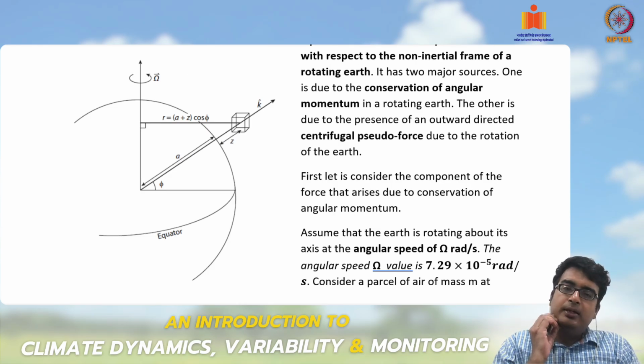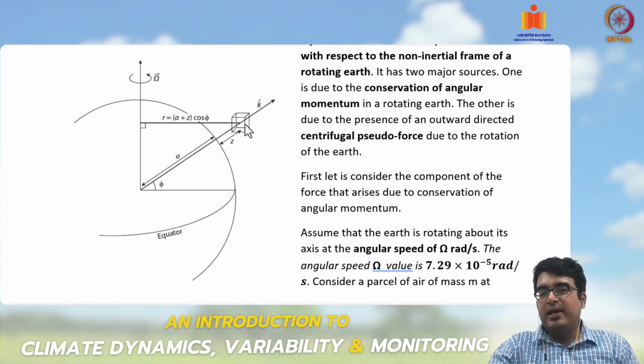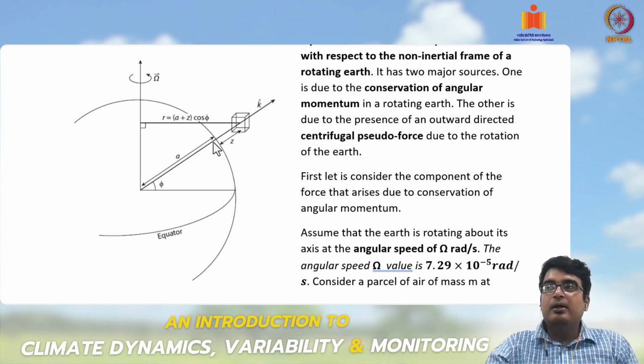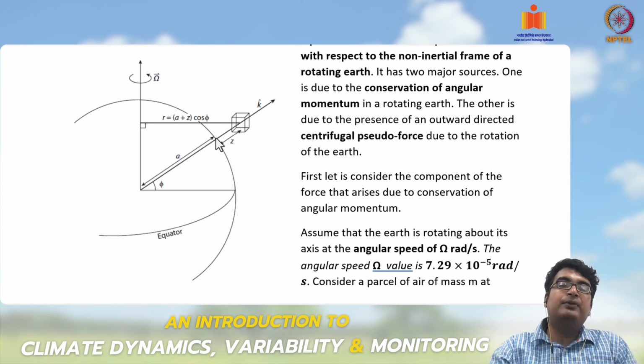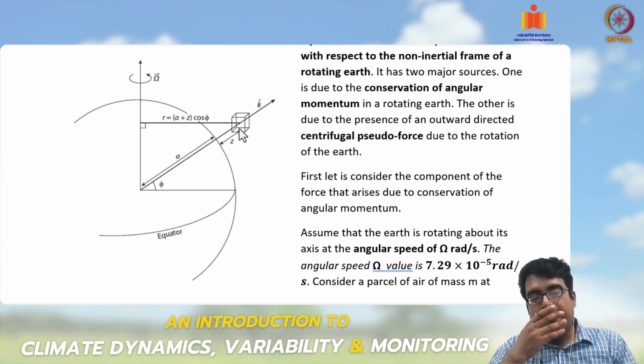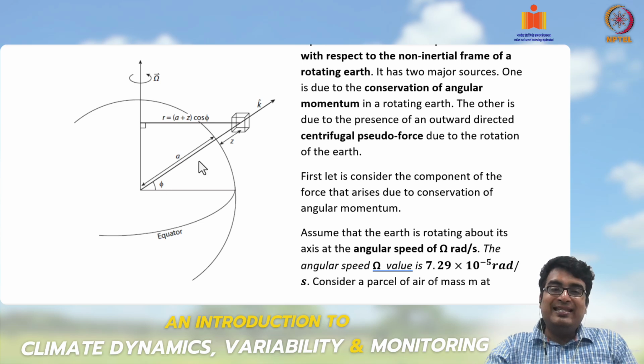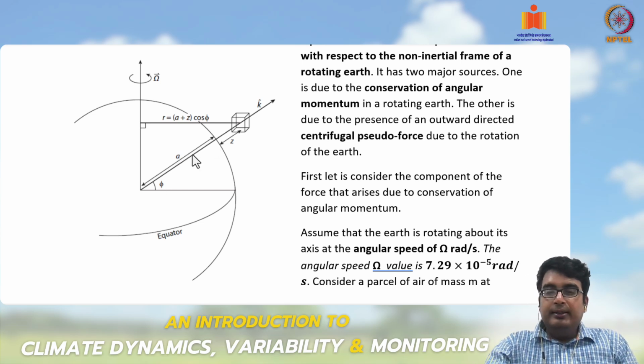So here, let us consider a parcel of air that is at a certain altitude z from the ground, where the ground is located at a certain latitude phi with respect to the equator. So this is the latitude angle phi. The ground is located at a certain latitude angle, and z is the height of the air parcel above this point of the ground. The radius of the Earth is a. Then the distance of this air parcel from the center of the Earth is a plus z.